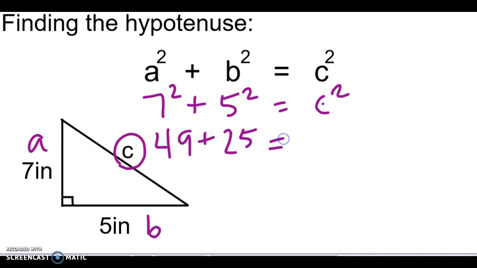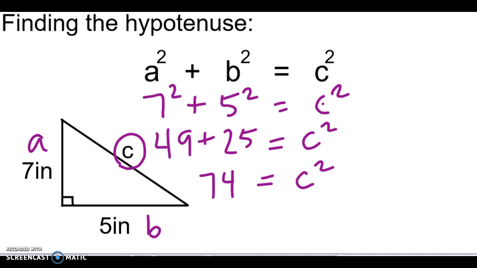I'm telling you, if you memorize 1 to 12 with your perfect squares, this is going to be so much easier because you don't have to pick up a calculator or slow down to think about it. Once you're at this step, you're just going to add 49 plus 25, which is 74. That's not your answer. That is what c squared equals. That's whatever side length c is times itself.